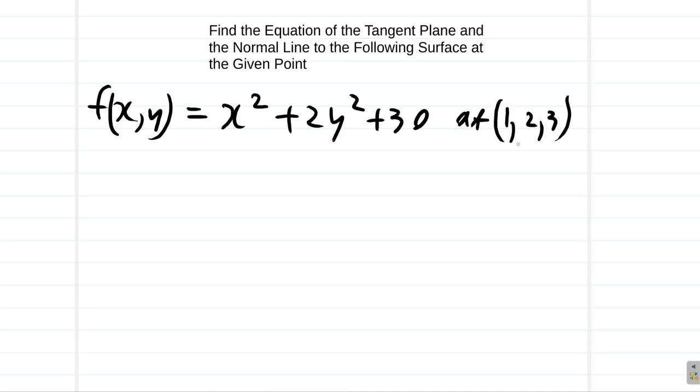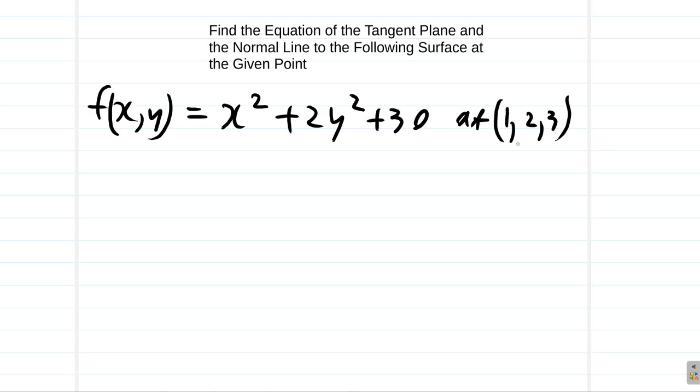Let us find the equation of the tangent plane and the normal line to the following surface at the given point. So the equation of the surface is f of x y is equal to x squared plus 2y squared plus 30 at (1, 2, 3).